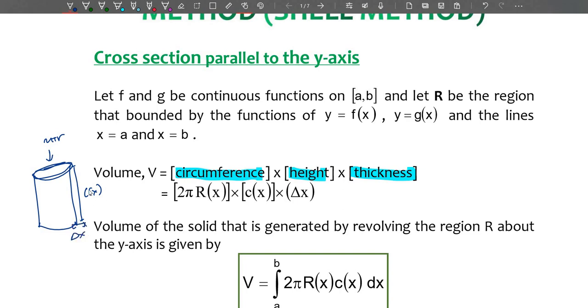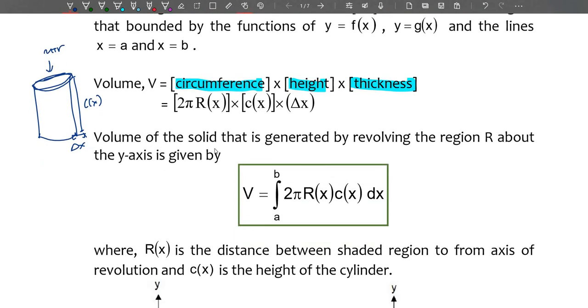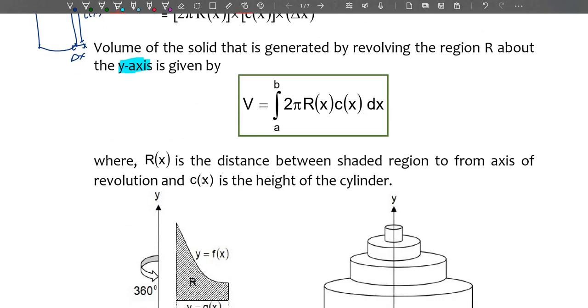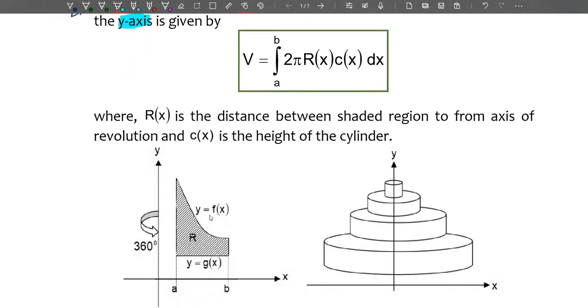How many cylinders will there be in the figure? Therefore, the volume of the solid that is generated by revolving the region R about the y-axis is given by V equal to the integral from a to b of 2 pi r(x) c(x) with respect to x. r(x) is the distance between the shaded region and the axis of revolution, and c(x) would be the height of the cylinder.